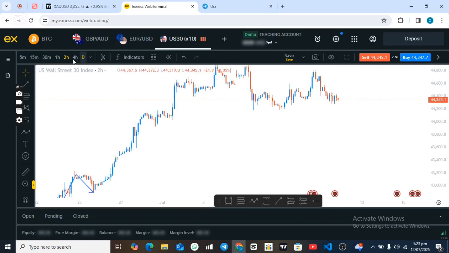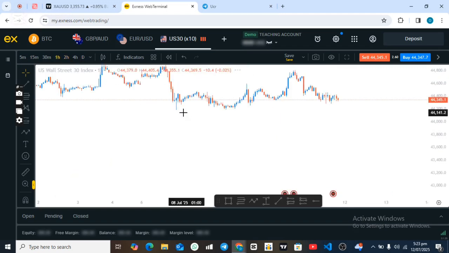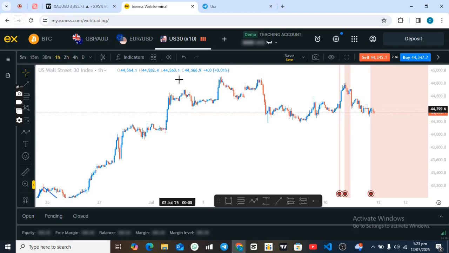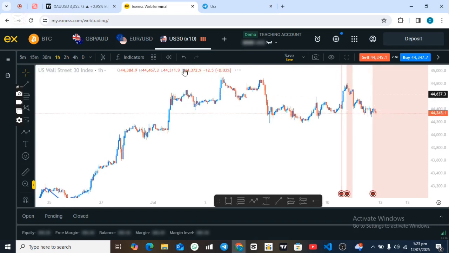Let's just use the 1-hour time frame to mark this zone. Okay, first of all, I have to hide this chart. I have to hide this chart to explain this thing very well. Okay, so let's hide the chart. Let's try to clean everything.